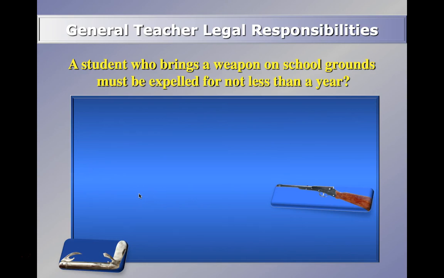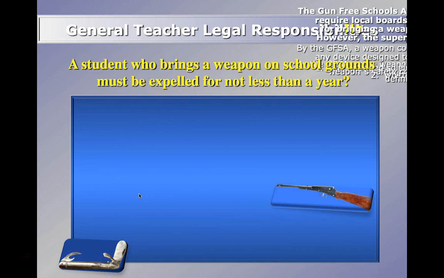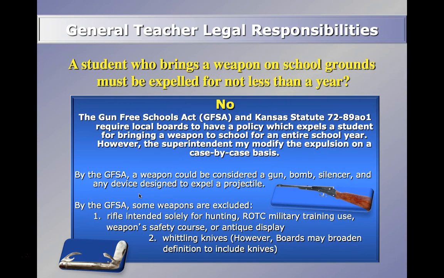A student who brings a weapon on school grounds must be expelled for not less than a year. Well, that seems pretty logical. But the answer is no. So let's talk about that one. The Gun-Free Schools Act and the Kansas statutes require boards of education to have a policy which expels a student for bringing a weapon to school for an entire school year. I mean, you expel the kid for an entire year. However, the superintendent may modify the expulsion on a case-to-case basis.